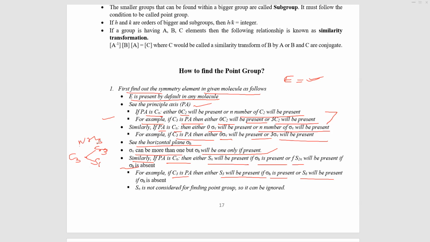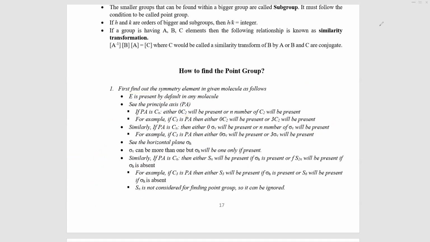But we know that in NH3 sigma h is absent. Then the rule says that S6 will be present. So ammonia has an S6 improper axis of rotation. And one thing is very important: whenever we find a point group, we don't consider Sn. The improper axis is not considered when finding a point group. So it helps us.